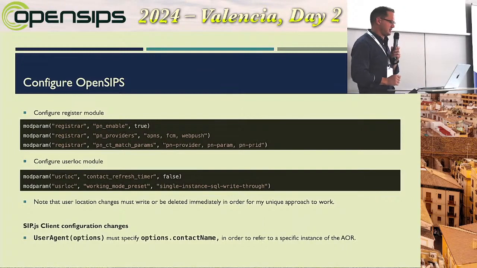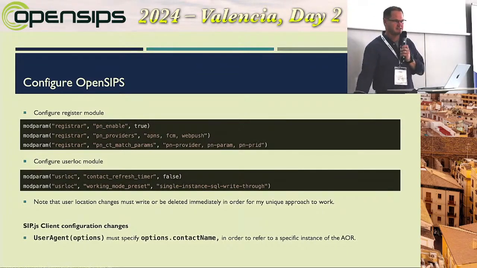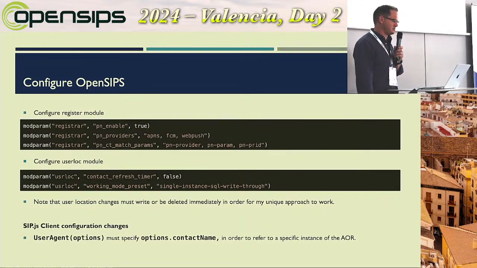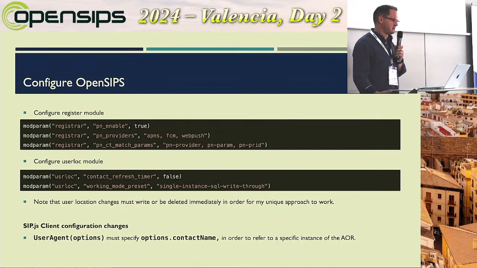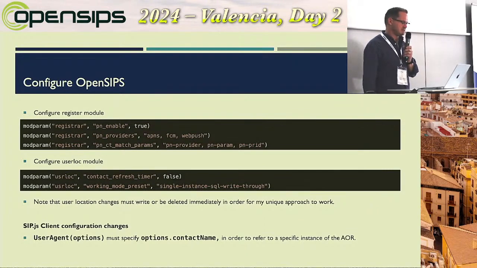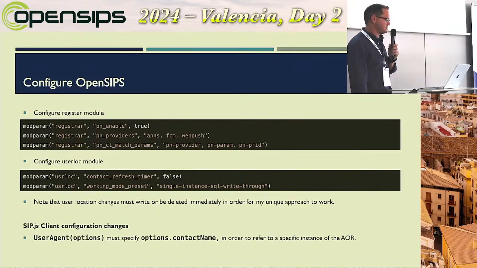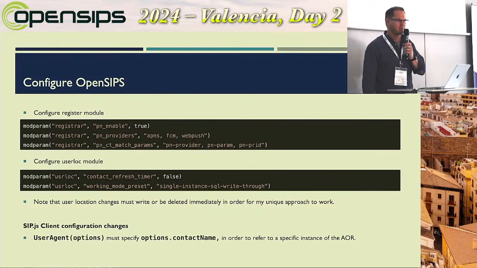And then there's one little change that I need to make to SIP.js. So SIP.js is the SIP stack client that I'm using in my actual client UI in the browser. It's a well-written SIP library, and it's got a module called user agent, and in the user agent you can pass it some options. One of the options is contact name.